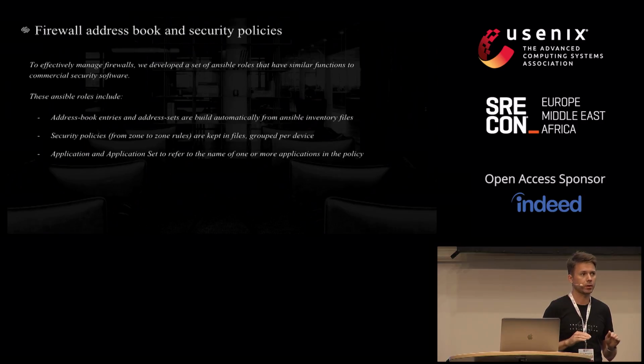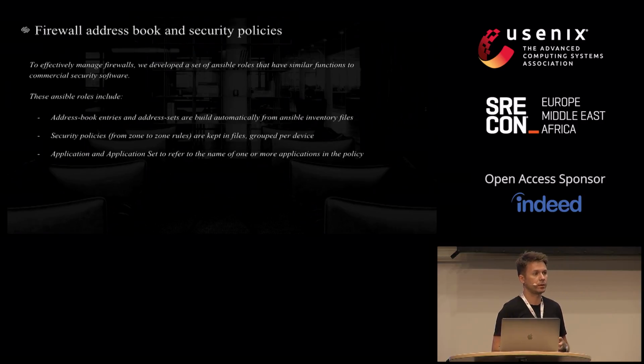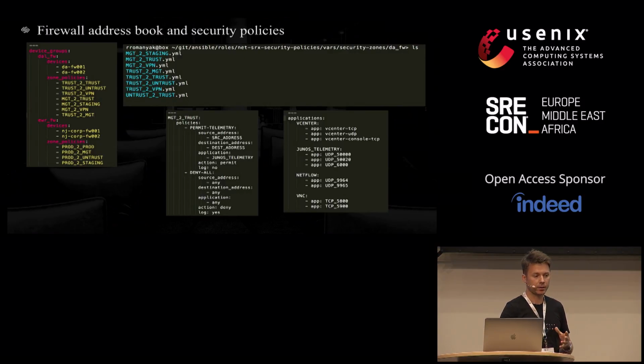Application set is where applications are listed that are also referred to in the rules. And rules themselves are kept in YAML files in the format from zone to zone. When the rule is added to the system, we have to find the from-zone to-zone pair, and then put the rule in that zone, and then do the usual stuff. Build the rule locally, generate diffs, review diffs, and then push it to production.